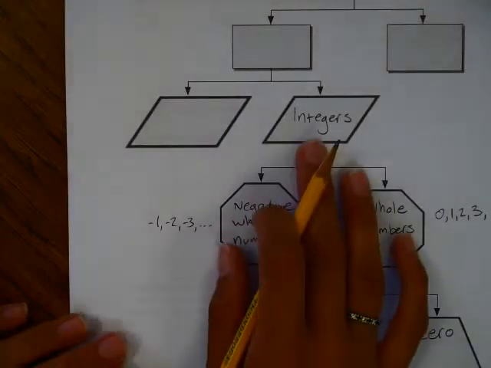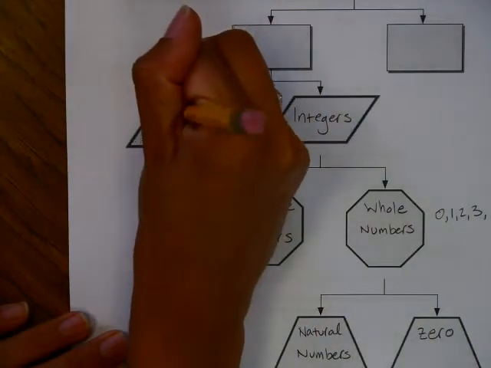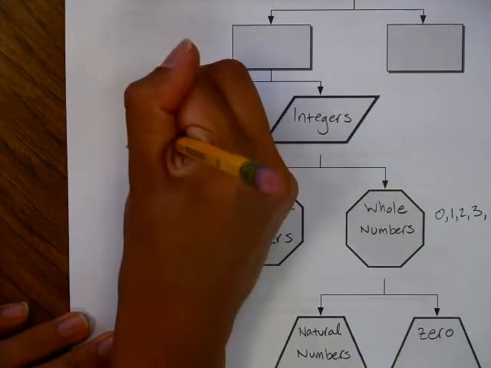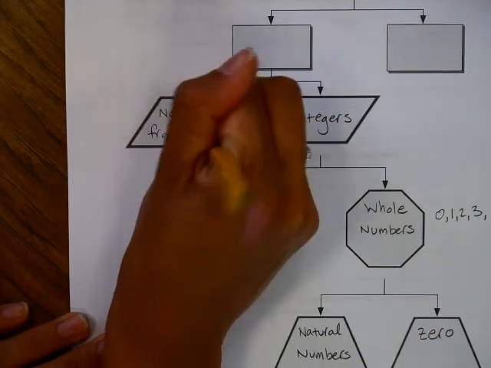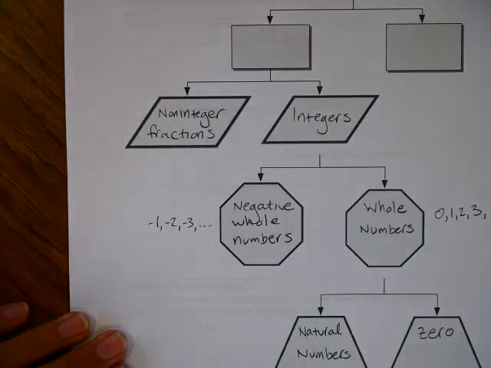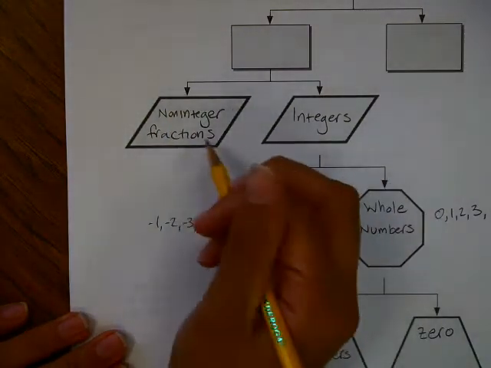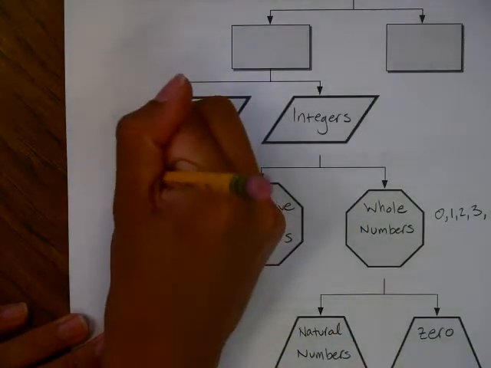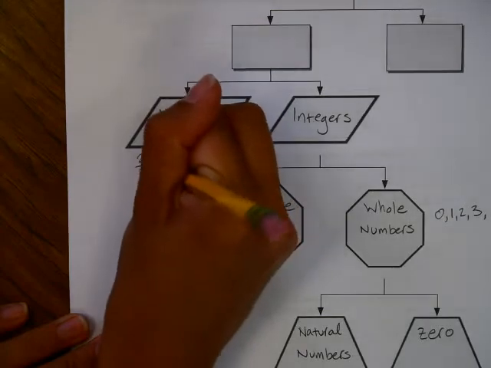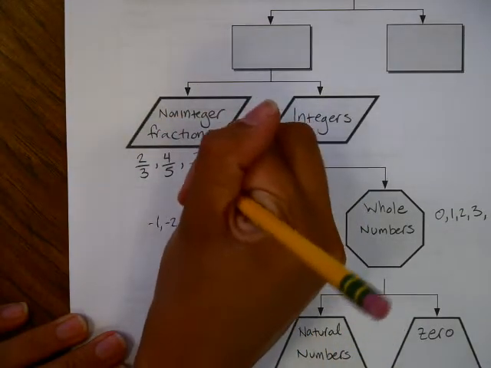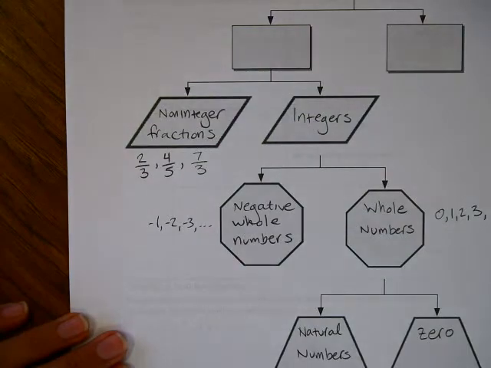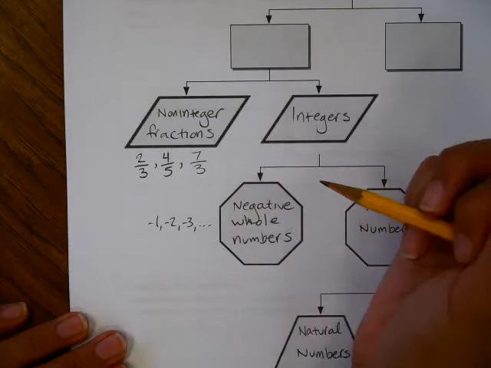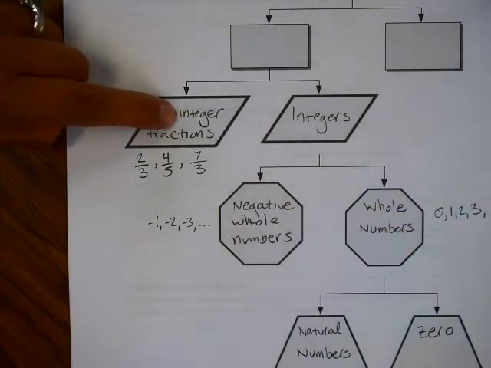Now the opposite of integers are non-integer fractions. Now if you only look at the second part of that label, fractions, you could get a good understanding of what falls in here. That would be 2/3, 4/5, 7/3, and so on. But what about that first word? Why non-integer fractions? Does that mean that we have integer fractions?